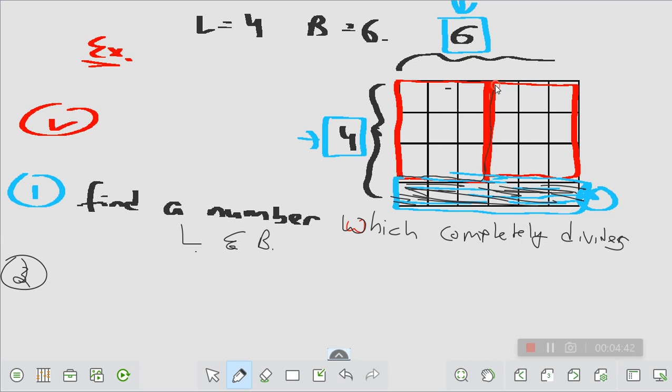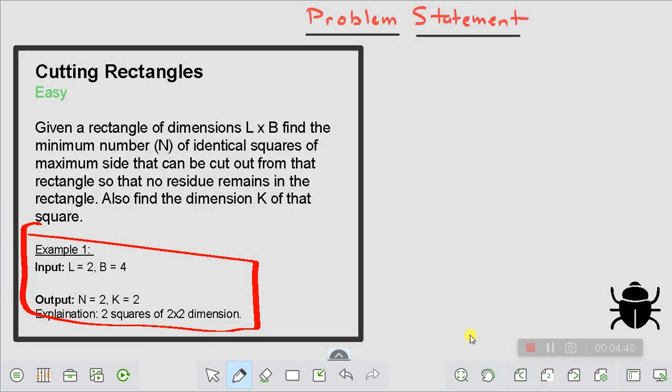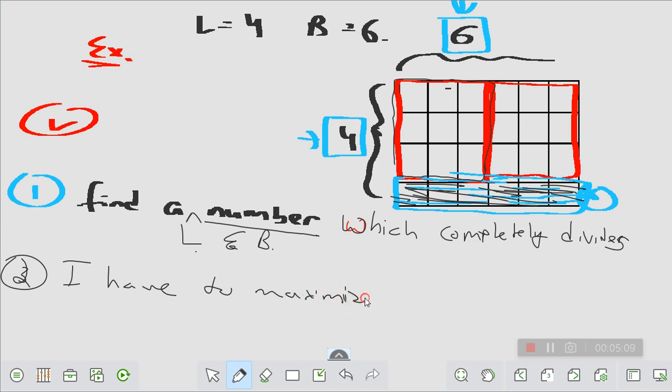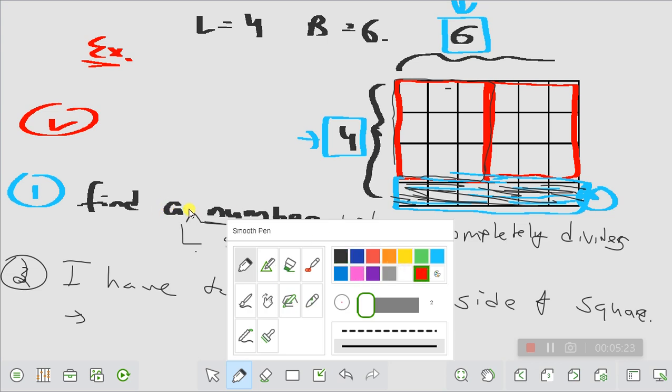How am I going to do it? You can see the problem statement says that you should have the minimum number of squares with the maximum side. So how to get this maximum side? In order to have this maximum side, I'm going to maximize this number. So I will rather say that I have to maximize the side of the square. How can I do it? I can do it by maximizing this number. So rather I will call that find the greatest number.